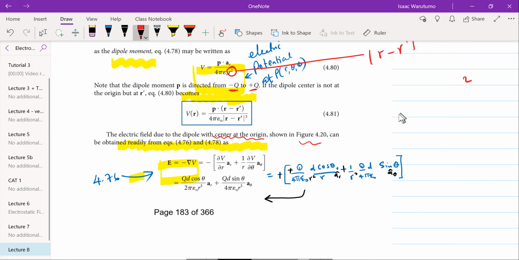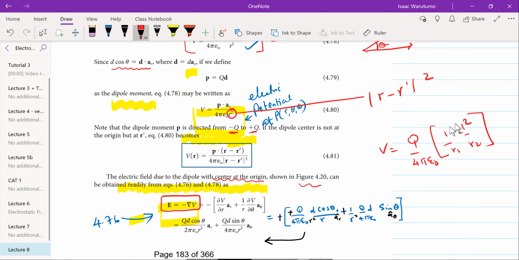And from equation 476, which was stated as this one, we said that the electric field strength is equal to the negative gradient of potential V. Since we have evaluated V from above, we said it is equal to Q over 4 pi epsilon naught times 1 over R1 minus 1 over R2, and this gave us Q D cos theta over R squared, times 1 over 4 pi epsilon naught. Of course, we did this evaluation.